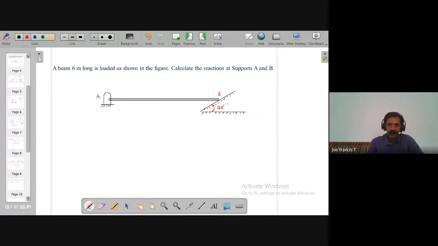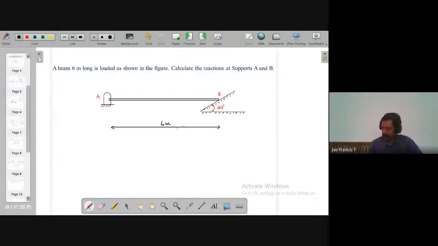The beam is 6 meter long, so the whole length of the beam is 6 meters. I'll just draw the length roughly. If we take it from here to here, this is a 6 meter long beam. It's 6 meters.